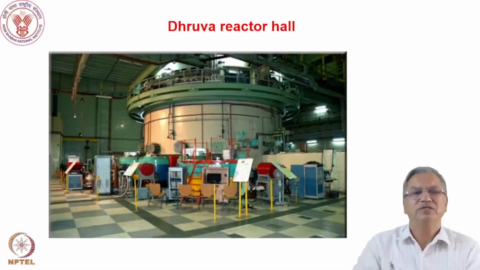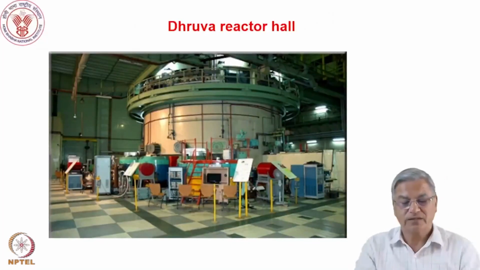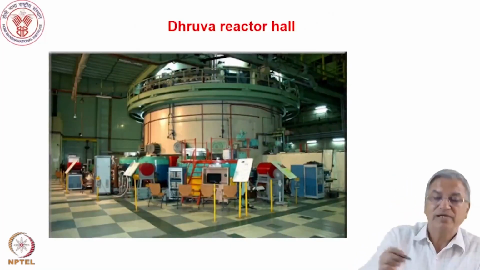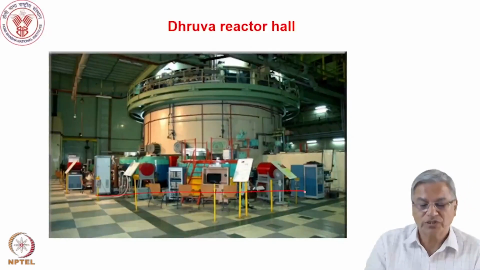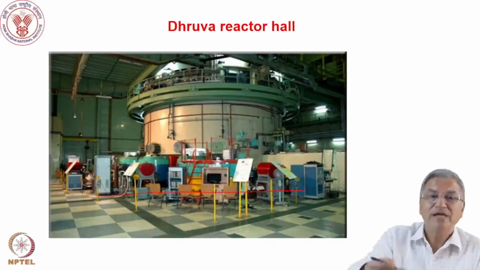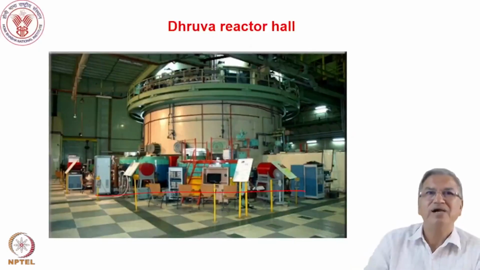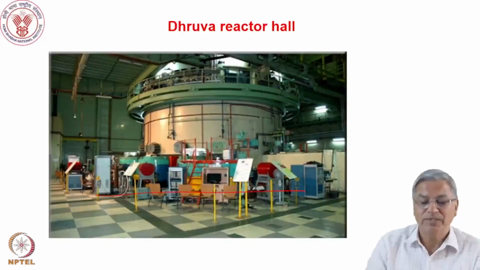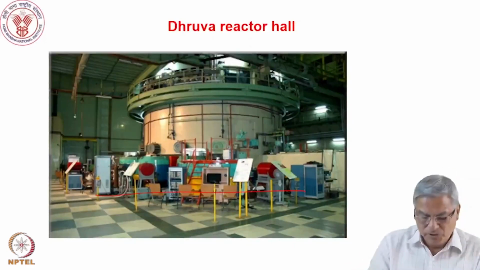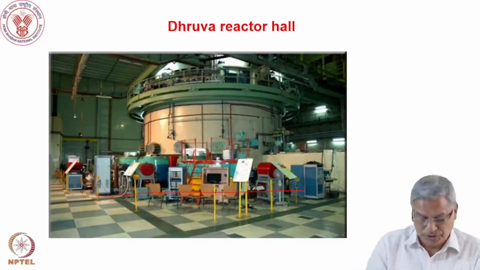So inside the Dhruva, we have the reactor hall. Inside the reactor hall, these are the facilities for experiments, neutron scattering and other things. But inside the reactor, which is the calandria reactor, you will have the positions where you can load the sample, irradiate them for a specific period of time, and take them out for processing.